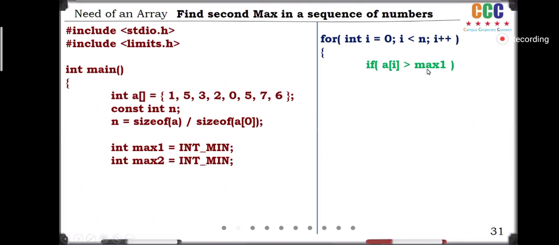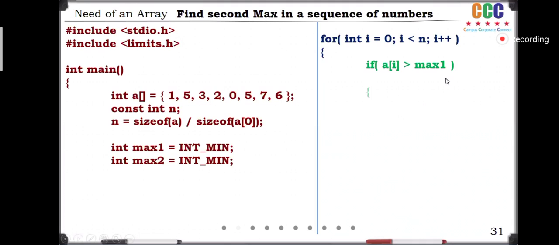Now, what does that mean? A of I is greater than max 1. I'm just taking this array and checking the value with max 1. Obviously, it is greater than the int min, right? So, int min will be a negative number anyway. So, what should I do now?